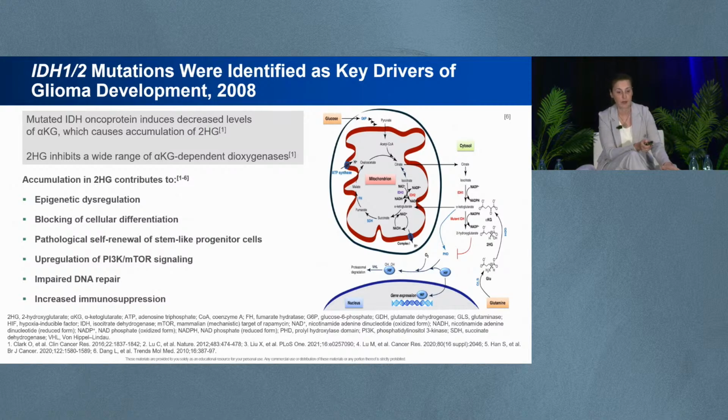The mutated IDH oncoprotein causes accumulation of the 2-hydroxyglutarate oncometabolite, and that triggers a number of changes in the cell that stimulate cell growth and glioma development, including epigenetic dysregulation, blocking of cellular differentiation, impaired DNA repair, and, of relevance for some of the discussions we're going to have later today about future directions, also increased immunosuppression.